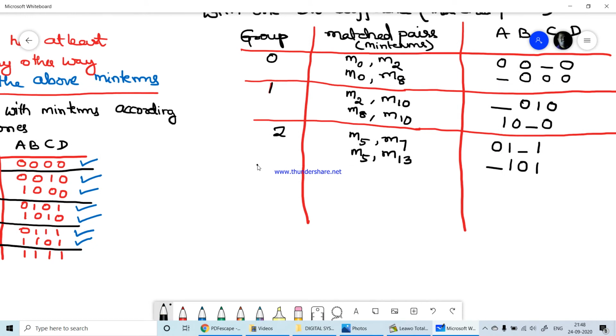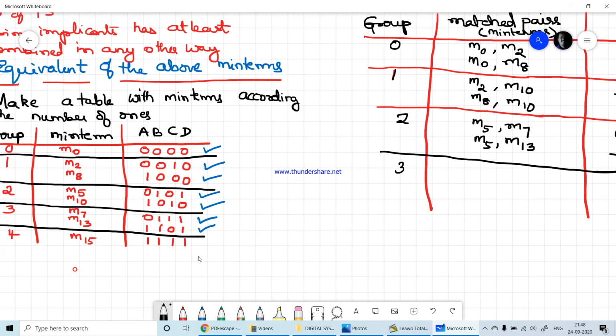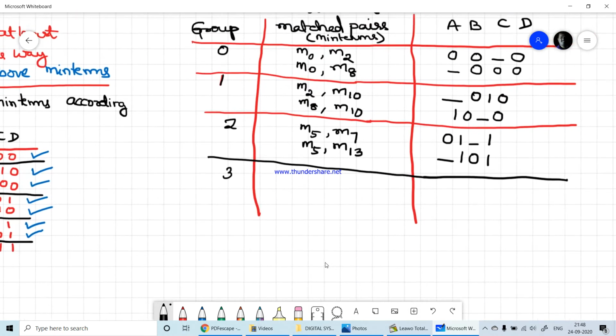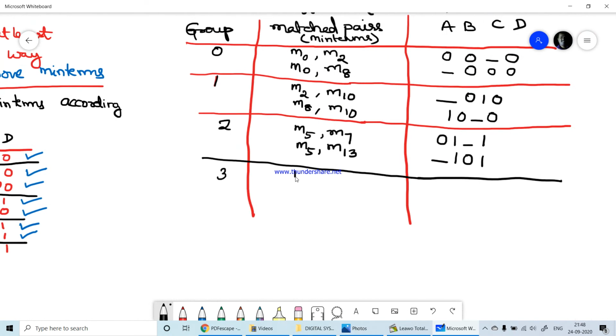So the next grouping is group 3. I have compared 2 and 3, and my job now is to compare 3 and 4. M7 is compared with M15. See, M7 and M15 can be matched because 0, 1, 1, 1 against all ones differs in one bit. Therefore, it is dash 1, 1, 1. So M7 and M15 can be matched.